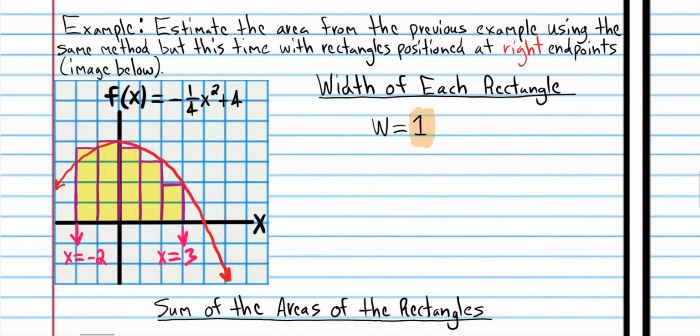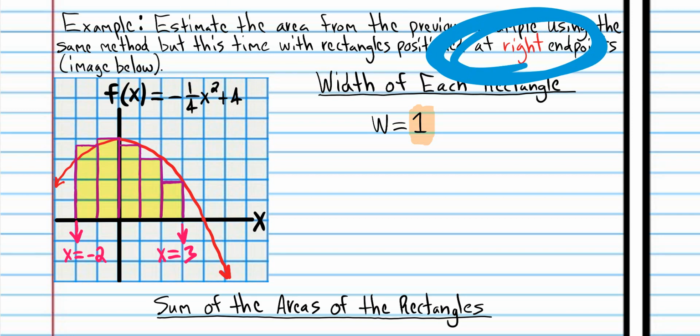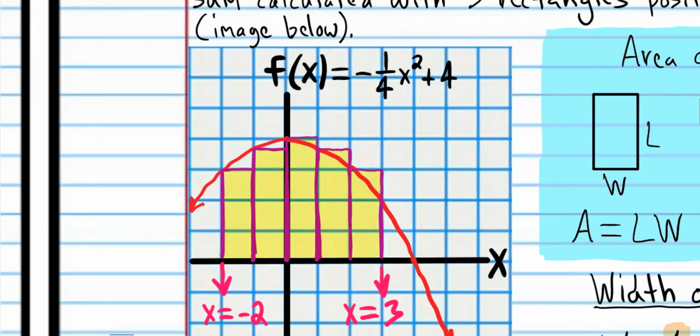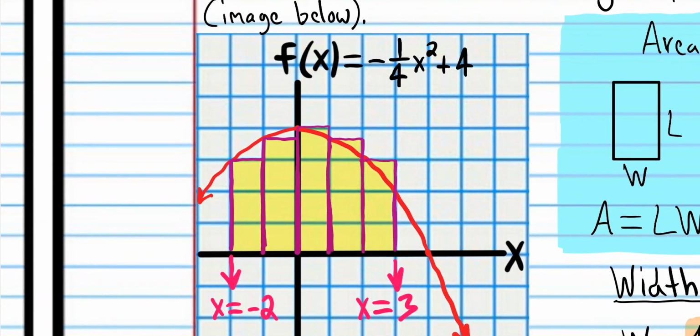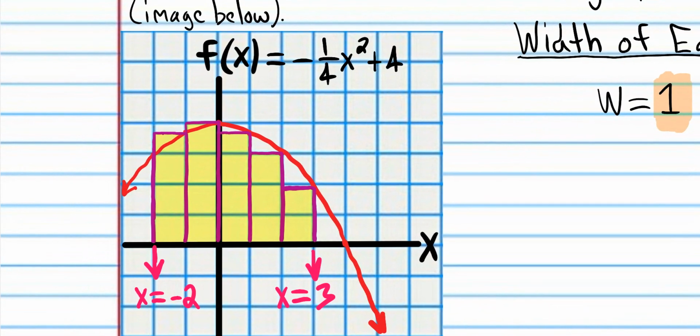Now, let's do the exact same problem again. But this time, let's use right endpoints. Instead of using left endpoints, let's use right endpoints. What does that mean? Well, in the previous problem, again, we called these left endpoints because the top left corner of the rectangle hit the graph, right? But in this problem, the top right corner of the rectangle is going to hit the red graph.